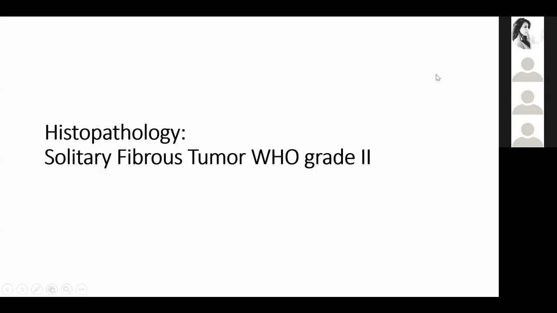So basically, the solitary fibrous tumor is a hemangiopericytoma. It's the new name given to hemangiopericytoma. Yes, so on histopathology, it again came out to be solitary fibrous tumor WHO grade 2. And our query was regarding further management of this patient. Thank you.